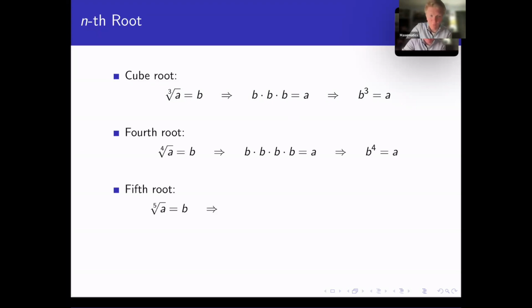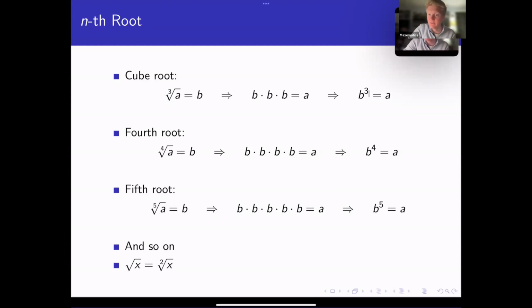Fifth root we write as fifth root of a equals b, and this would be b multiplied by itself 5 times, so b times b times b times b times b, a total of 5 times, equals a, or b to the 5th equals a. And we can go on. So we've talked about square roots where it's just that number times itself, a total of 2 times, and now we can do it as many times as we want. So this can continue infinitely. In general, if we write square root of x, there's an imaginary 2 here, right? It would match and follow this pattern of b cubed equals a, b to the 4th equals a. But in general, when it's a 2, we don't necessarily need to write the 2.